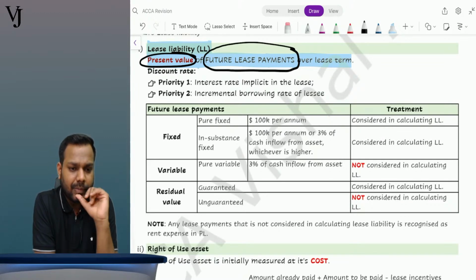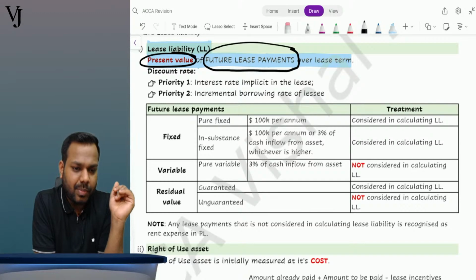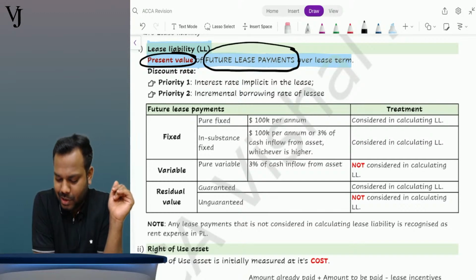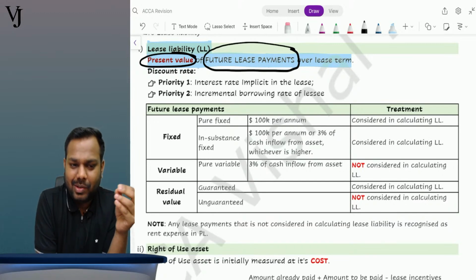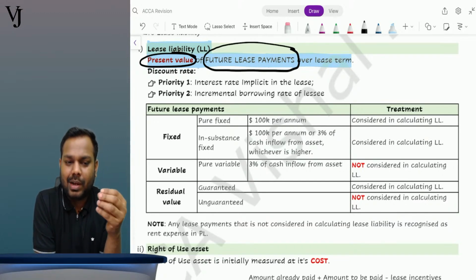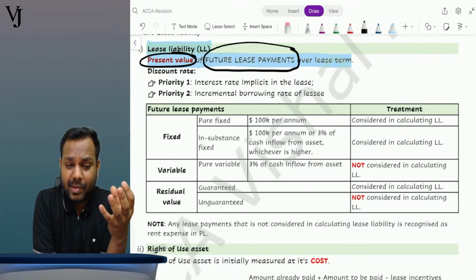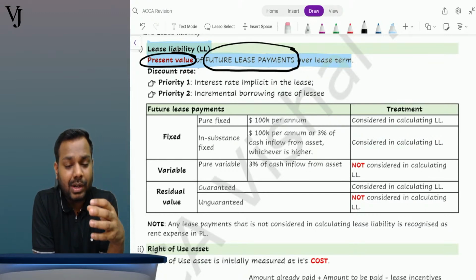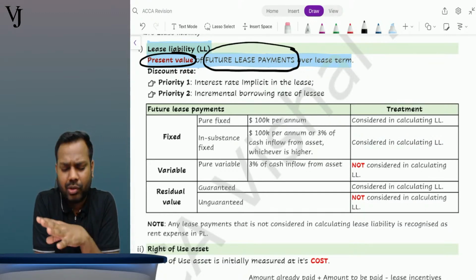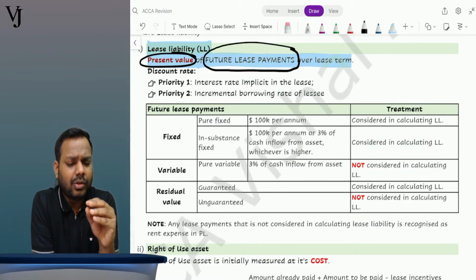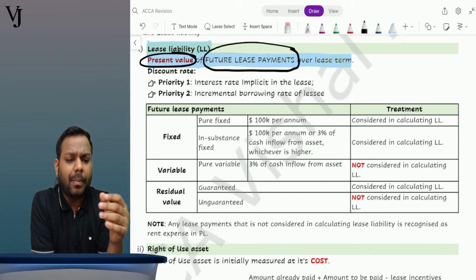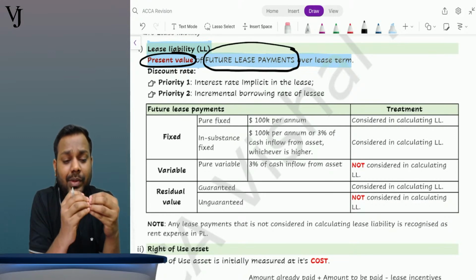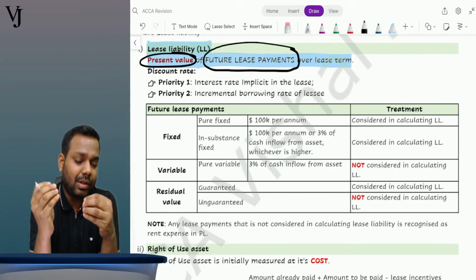Giving SBR in September, should I watch this lecture? You can, it will help you, but not fully, because in SBR there are other topics also, like modifications and remeasurements, lessor accounting and sublease, and all those concepts, which are not there at FR level. So to the extent it is there, you can watch, it will be of help for you, but there is something additional at SBR level.